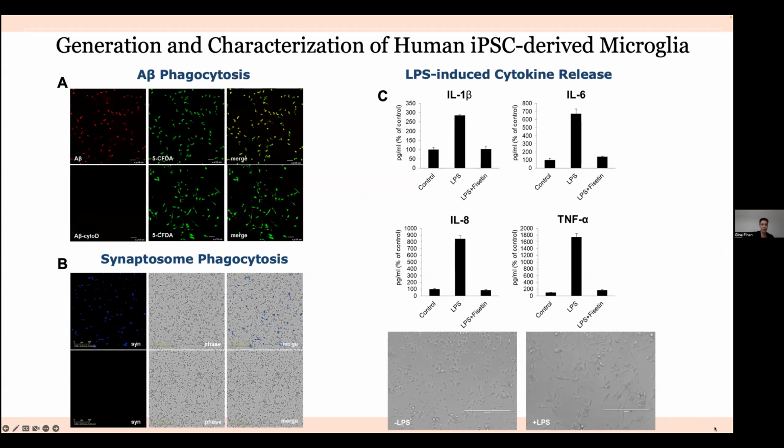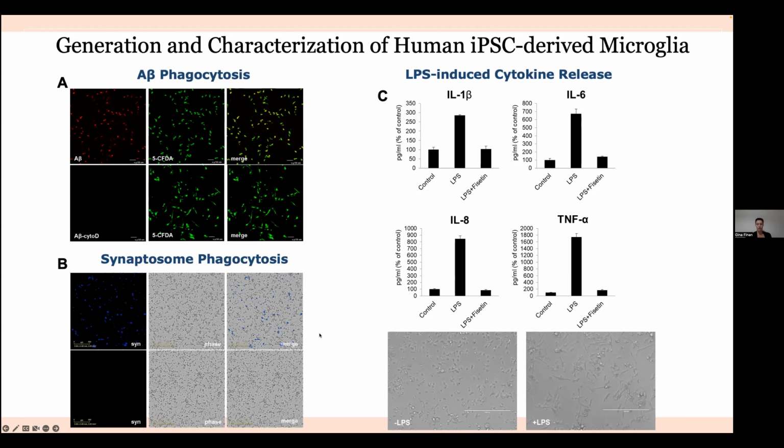Here in figures A and B, we're showing A-beta and synaptosome phagocytosis, and that these microglia are able to phagocytose pHrodo-labeled A-beta and synaptosomes. pHrodo is a red dye conjugate that only fluoresces in the low pH environment of the phagosome. Figure A is co-stained with a cell surface marker in green, and you see the phagocytosed A-beta particles. And figure B shows masked synaptosome uptake with a fluorescent and phase contrast imaging overlay.